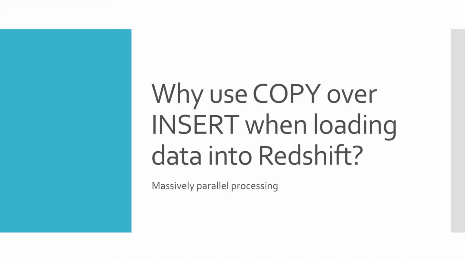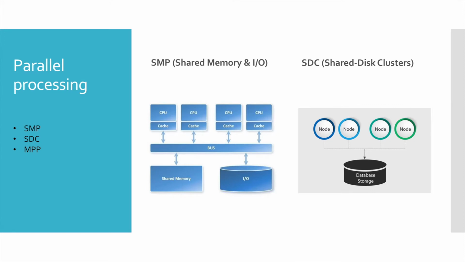To understand how the Redshift architecture impacts its operation, let's think about this first question. Why do we use the copy command over insert when loading data into Redshift? Here we want to talk about parallel processing. A data warehouse needs to process a large quantity of data, so we want high speed, and thus we use parallel processing.